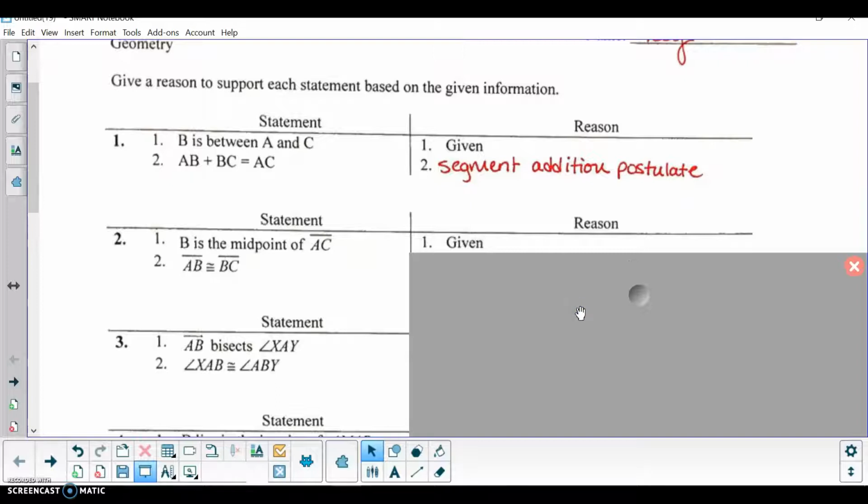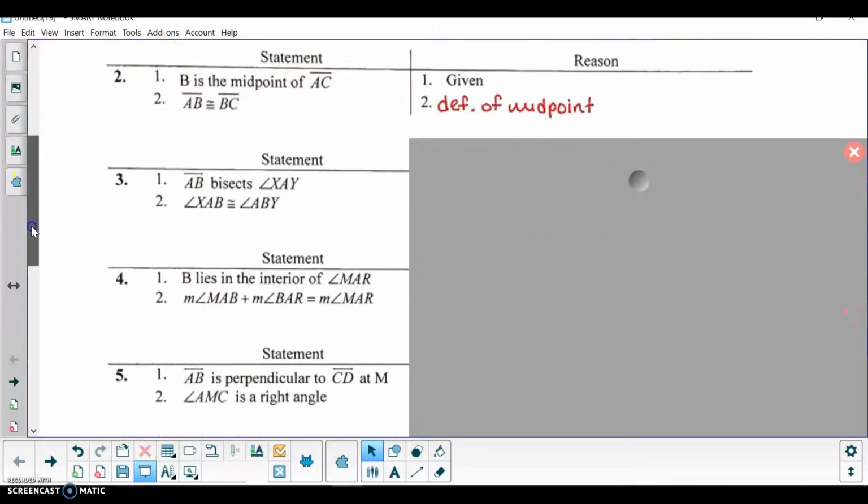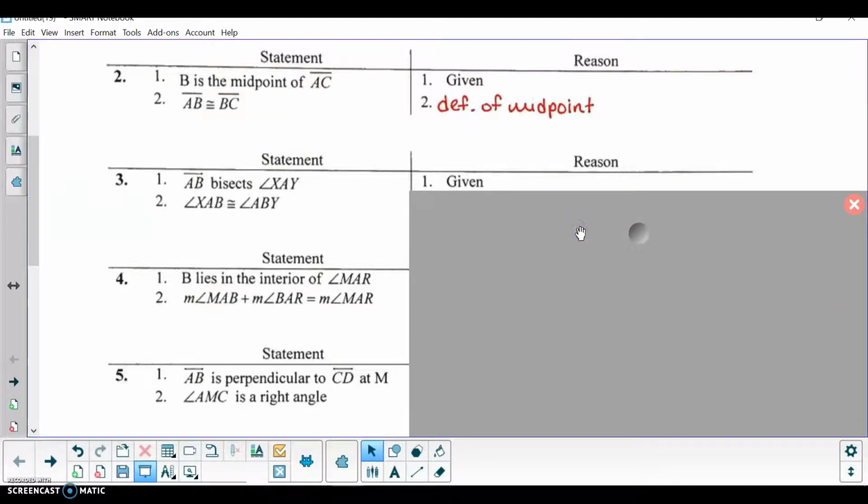And then it says number 2, segment AB is congruent to segment BC. What makes that happen? Definition of a midpoint. All right. Number 3, there's a typo here. So number 2, where it says XAB is congruent to angle ABY, that should be BAY. Fix that.